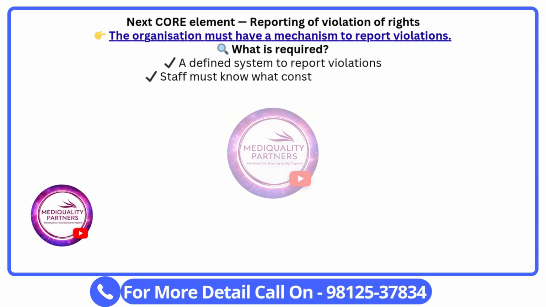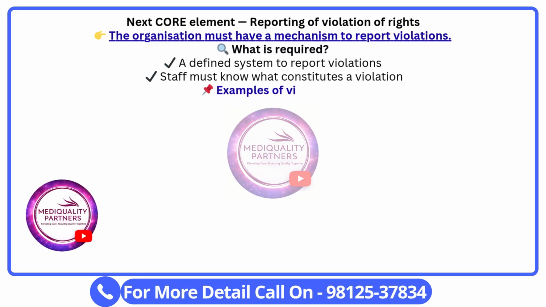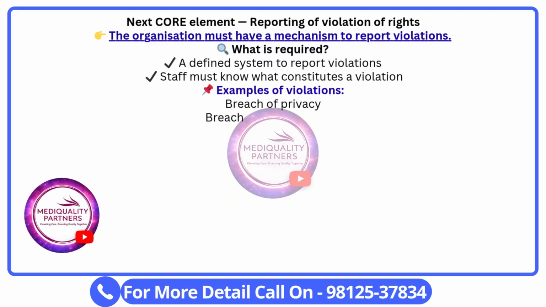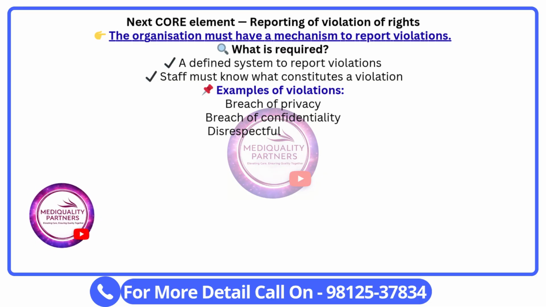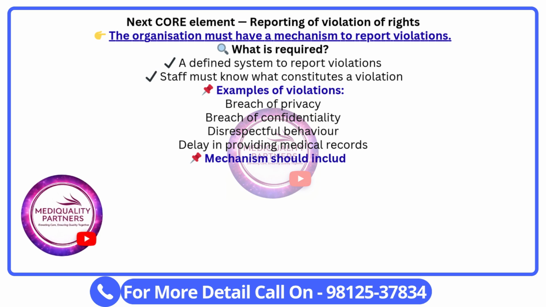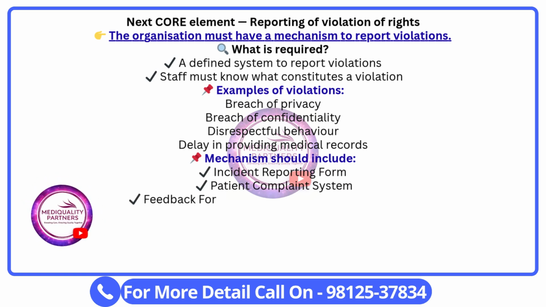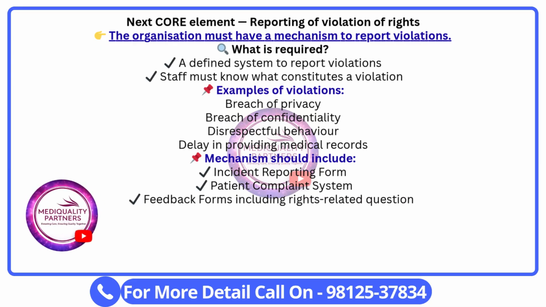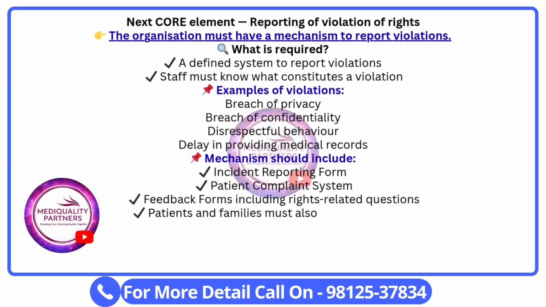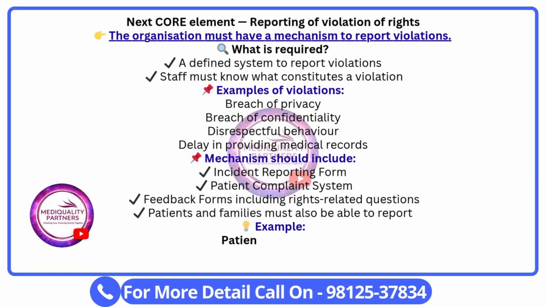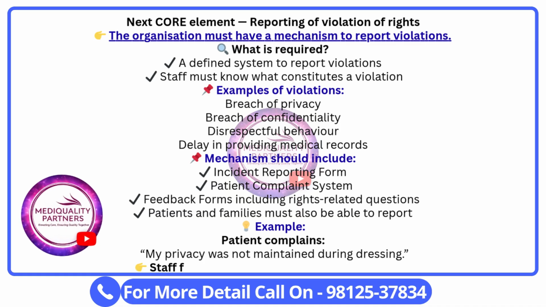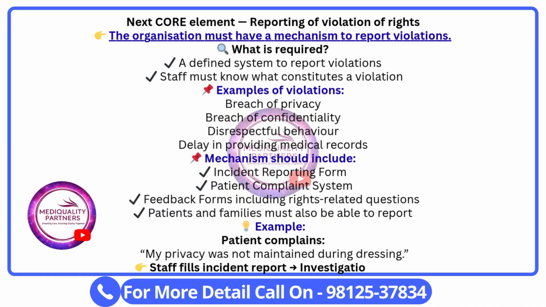Staff must know what constitutes a violation. Examples of violations: breach of privacy, breach of confidentiality, disrespectful behavior, delay in providing medical records. Mechanism should include incident reporting form, patient complaint system, feedback forms including rights-related questions. Patients and families must also be able to report. Example, patient complaints, my privacy was not maintained during dressing. Staff fills incident report and investigation starts.